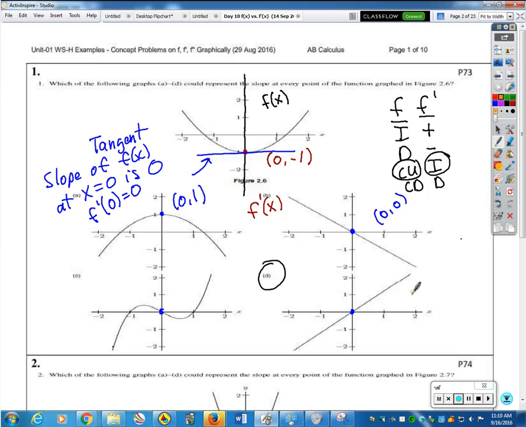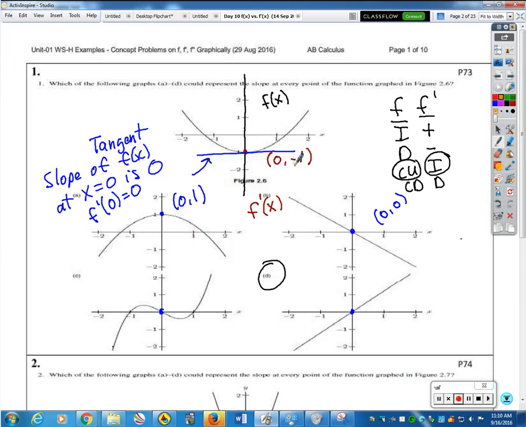Okay, so one more time. The key link is that you've got to remember that when you look at a graph, the xy coordinates have meaning. Now, in f, the xy coordinate really doesn't mean anything other than this is the location of x equals 0, this is the location of y equals negative 1.